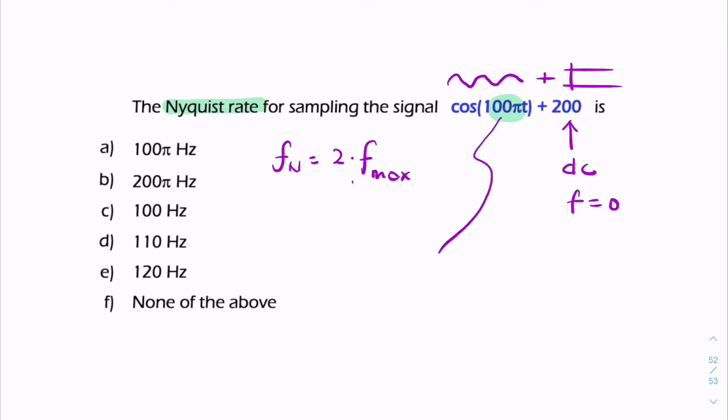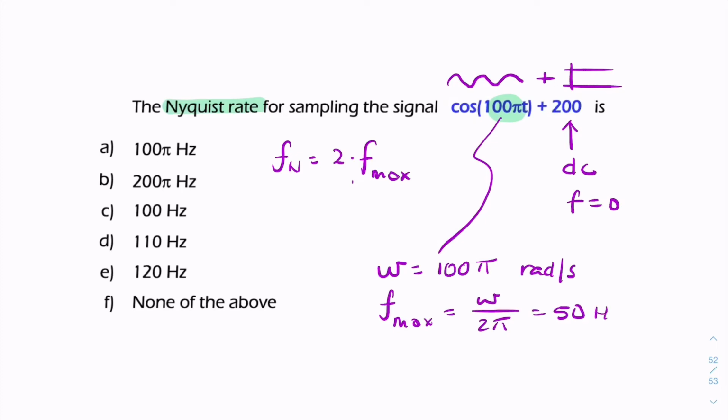So that 100 pi, that's our frequency in radians per second. So our F max would be omega over 2 pi, which is 50 hertz. So our Nyquist rate would be 2 times 50, which is 100 hertz. So that's your Nyquist rate.